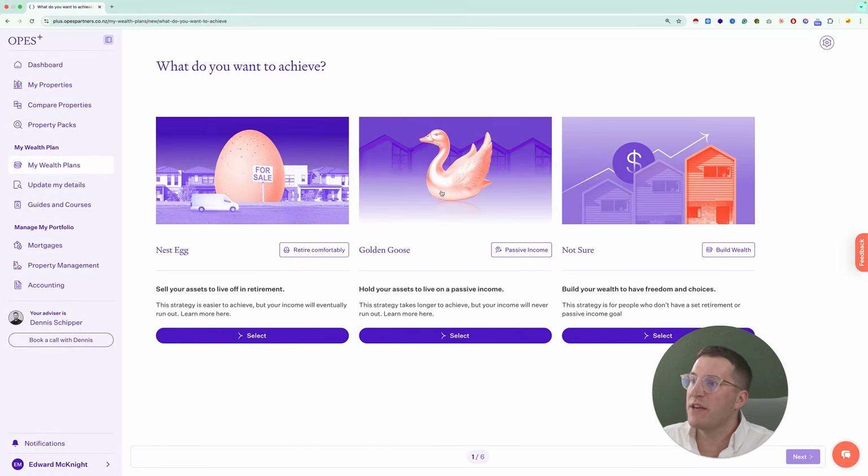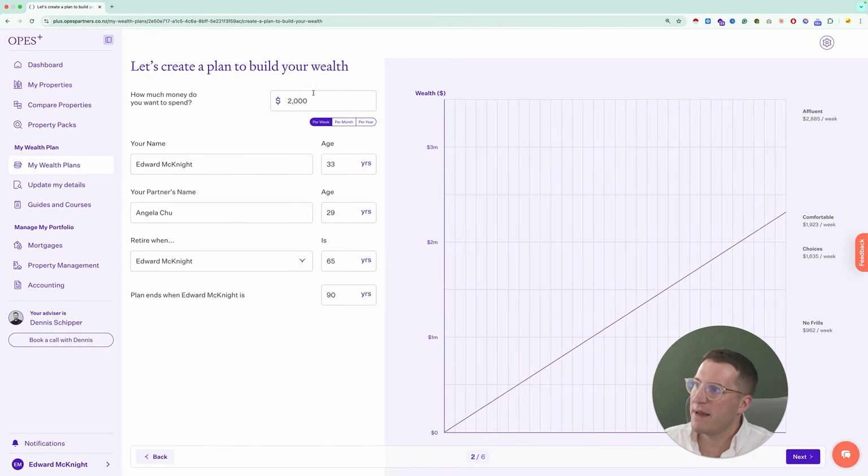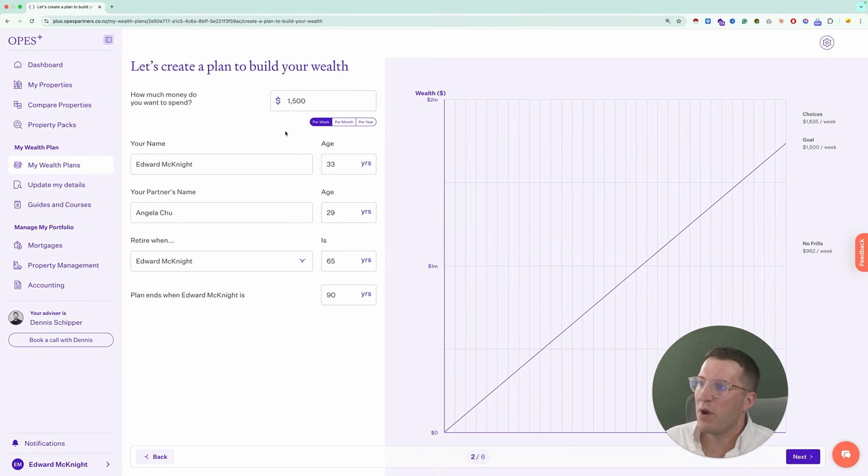Now these are the 2 different strategies that we just discussed, the nest egg and the golden goose. I'm going to go for the nest egg strategy today, and let's say that I want to spend not $100,000 per year, but let's call it $1,500 per week when I am retired. And we can see that it automatically adjusts the goal on the right-hand side.